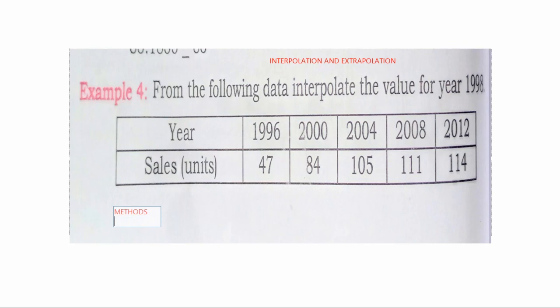Already we know that. The first method is the binomial method and the second one is Newton's method. The first method we have finished. The binomial method we have completed, to find out the missing values.